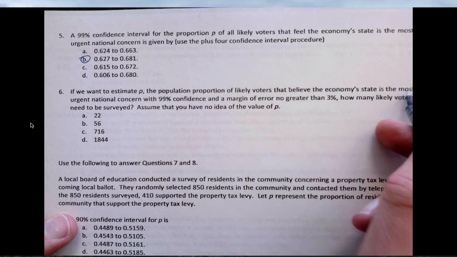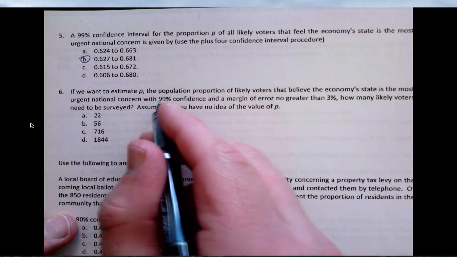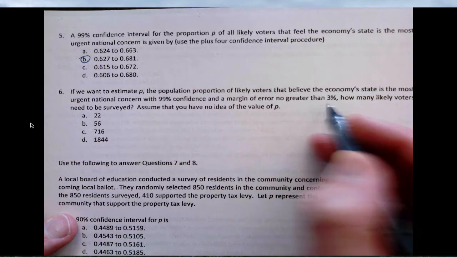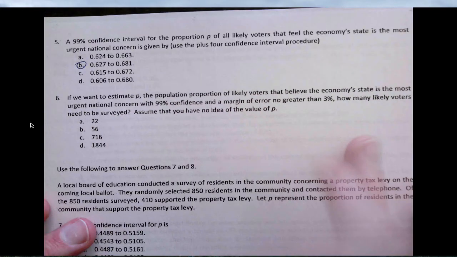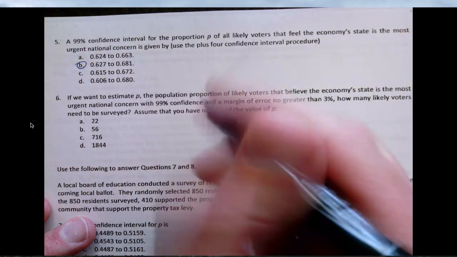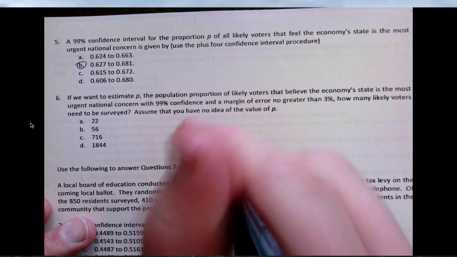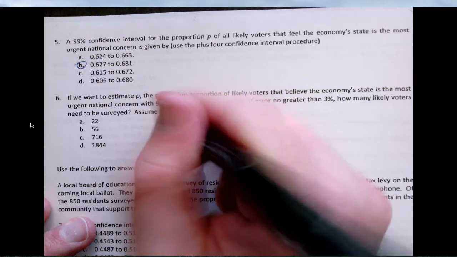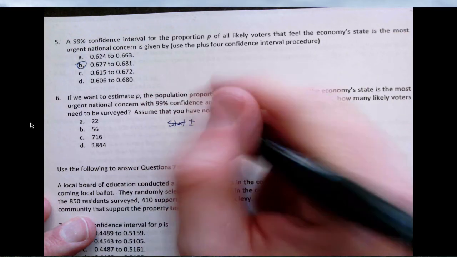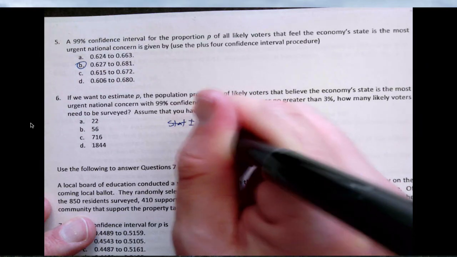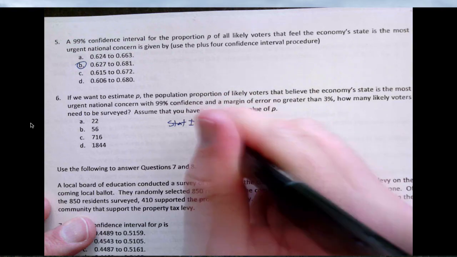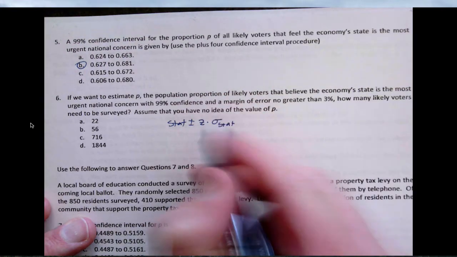If we want to estimate P, the population proportion of likely voters who believe that the economy is the most urgent national concern, with 99% confidence and a margin of error no greater than 3%, how many likely voters need to be surveyed? If I'm going to go with a 99% confidence interval, I need a z value, because remember that the confidence interval is the statistic plus or minus the z times the standard deviation of the statistic. And this piece right here is the error portion that we need.